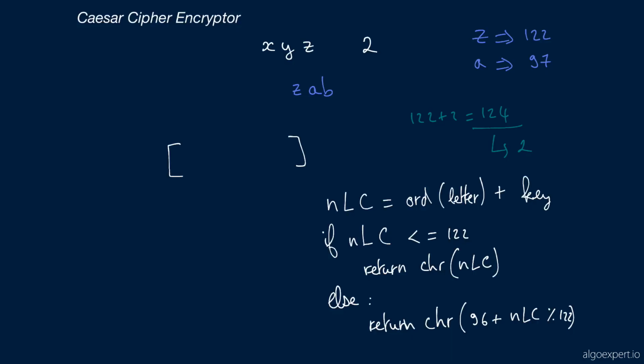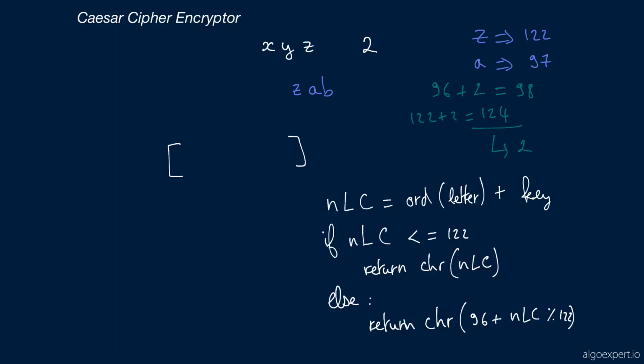So why are we doing that? Well, because we want Z to turn into B, right? So 96 plus 2 is going to be equal to 98, which corresponds to B. And so that's the formula here that you want to apply. And that's pretty much it, right? That's how the algorithm functions.